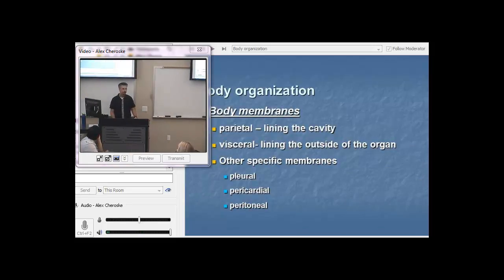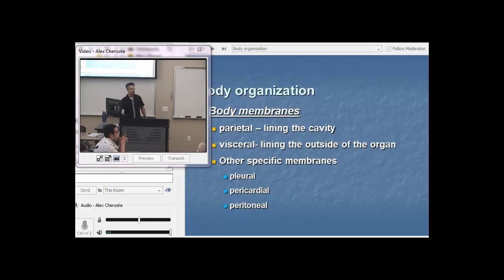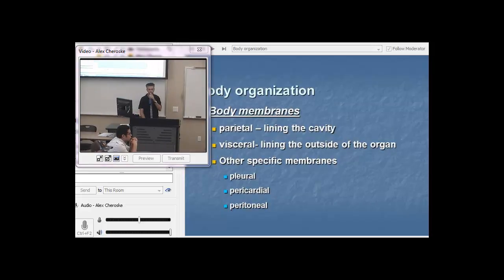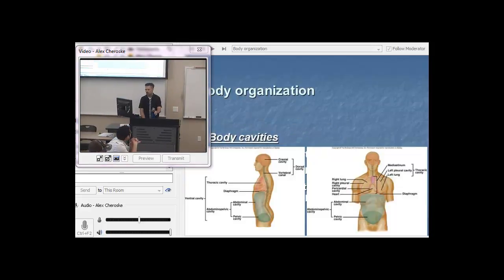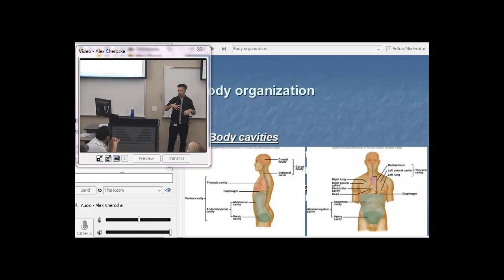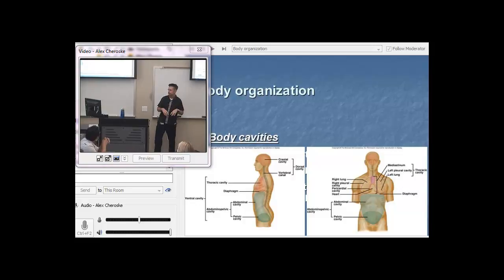Yeah? Thoracic cavity, that was all including the left and the right? Mm-hmm. Correct. So the thoracic cavity is going to have a right pleural cavity and a left pleural cavity contained within it.